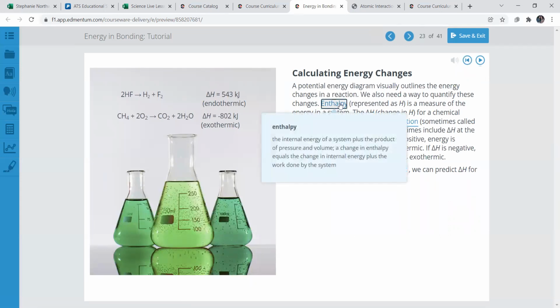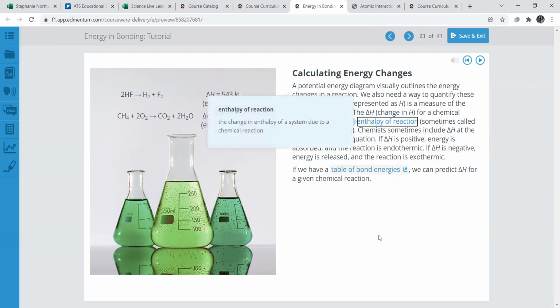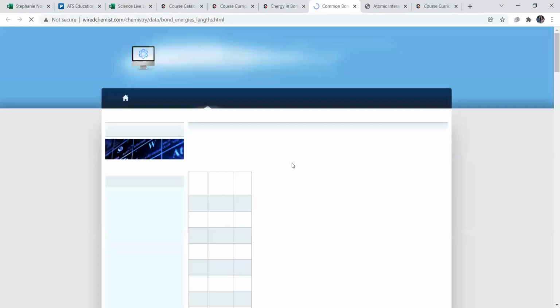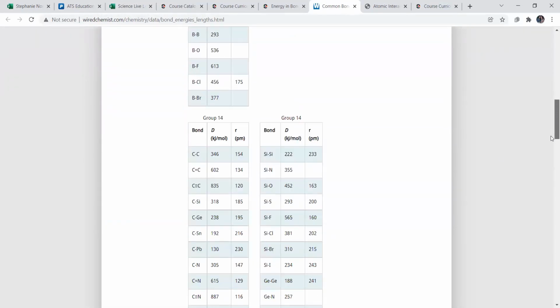The internal energy of a system plus the product of pressure and volume, a change in enthalpy equals the change in the internal energy plus the work done by the system. So enthalpy of reaction, change in enthalpy of a system due to the chemical reaction. And you have a table of bond energies here. It just shows you a couple examples right there.